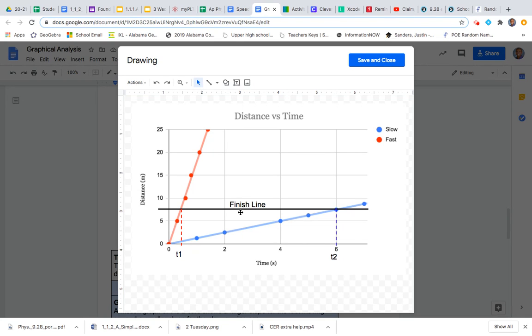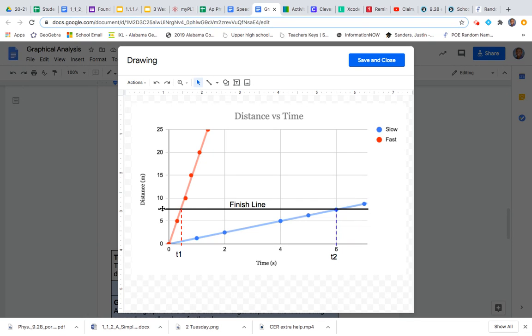But in order to find out what's happening with the time, we have to fix the distance, right? There are two quantities here, distance and time. So if I want to analyze what's happening with the time, then I need to do that for a certain distance. And that distance is what I'm calling the finish line. Again, it could be anything.